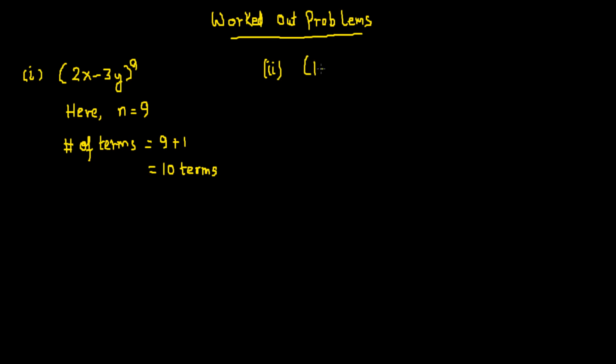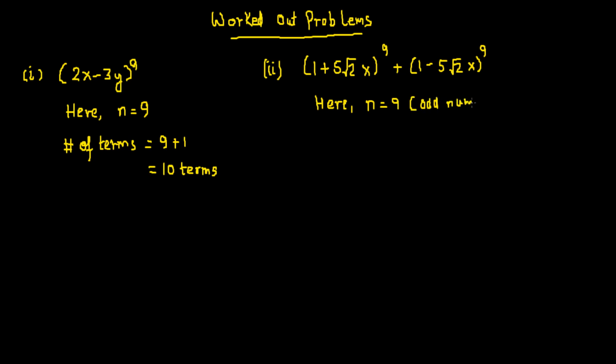So we have (1 + 5√2 x) whole raised to the power of 9 plus (1 - 5√2 x) whole raised to the power of 9. So we have to find out the number of terms here. First we begin by writing the value of n. So n is 9, which is an odd number. So this is an odd number case.